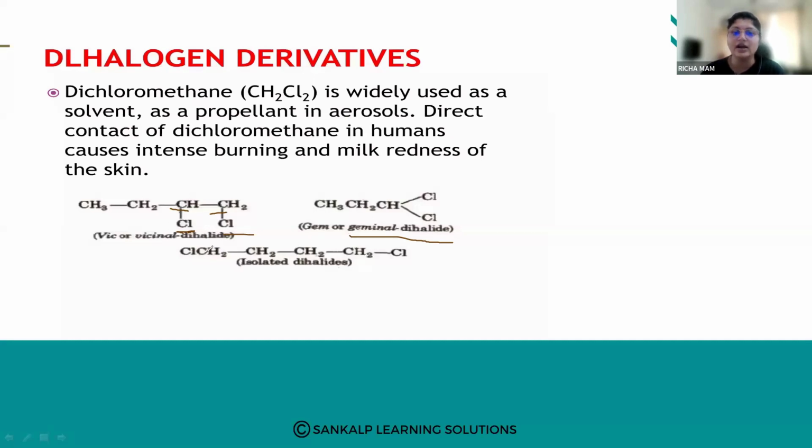Then one more class of halides is called isolated dihalides. Both the Cl atoms, you can see, are far apart from each other and isolated from each other. So they are termed isolated dihalides. These are some examples of dihalogen derivatives, where two hydrogen atoms are replaced by halogens.